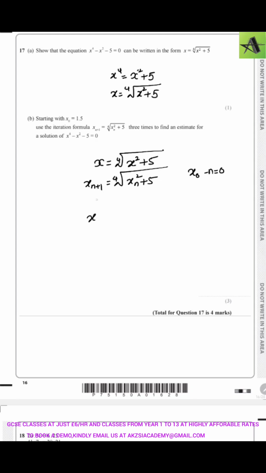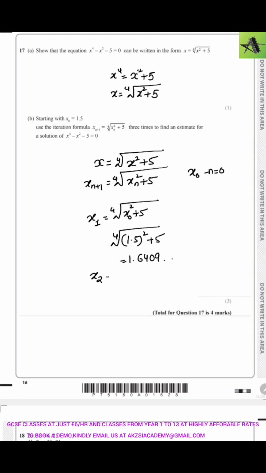So this will become x1 equals the 4th root of x0 squared plus 5. The value of x0 is already given, which is 1.5. So this is going to be the 4th root of 1.5 whole squared plus 5, which is equal to 1.6409, and so on.